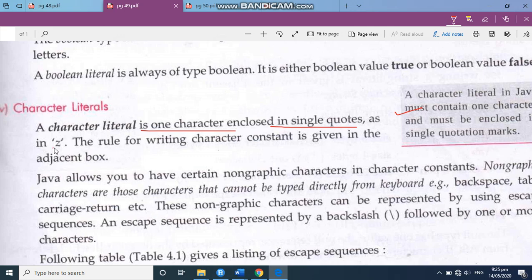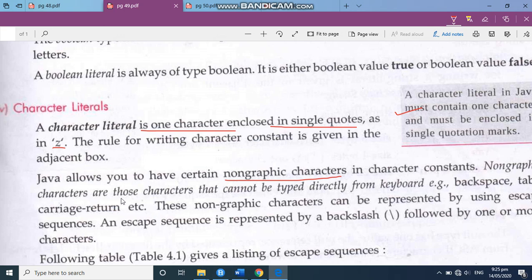Like this is the example: any one character in single quotes. So Java allows you to have certain, now there are non-graphic characters also. Now see, if you see the Z, this is a graphic character for the computer, but there are certain non-graphic characters. That means if I press the key on the keyboard, it will not form anything on the screen. So how do we show that?